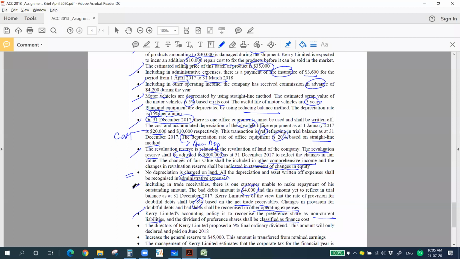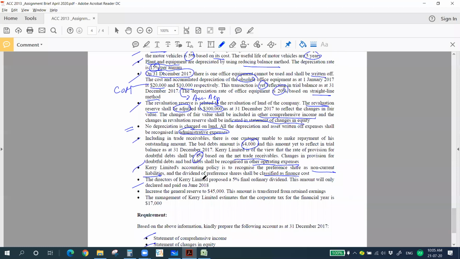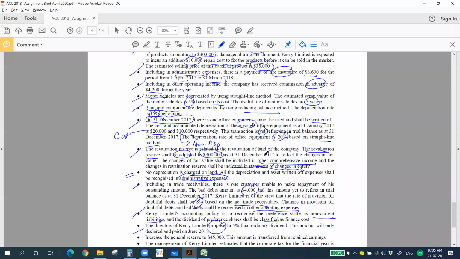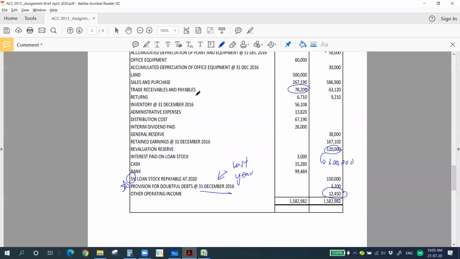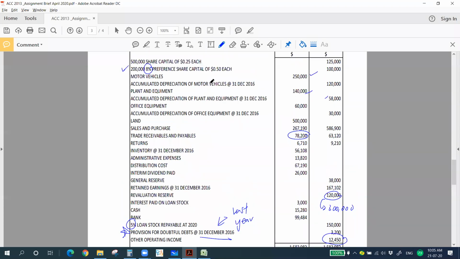The director of Kelly Limited proposed, look at this, proposed. How would you usually know if it is paid? All right, if it is paid, you can get it from the trial balance. Why? Remember the double entry. If you make payment, definitely this payment will be recorded in the trial balance. We debit the preference share dividend, we credit the bank. If this entry is not recorded, it will not appear in your trial balance. If it does not appear in your trial balance, we can say that this is unpaid.